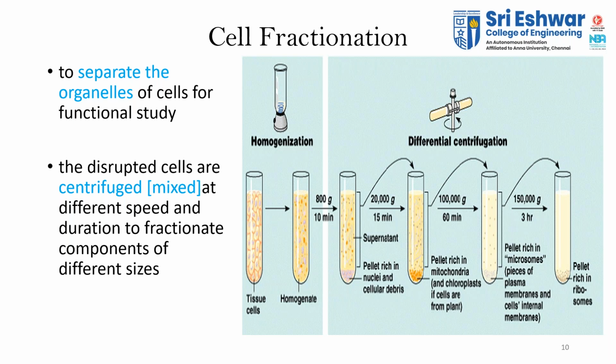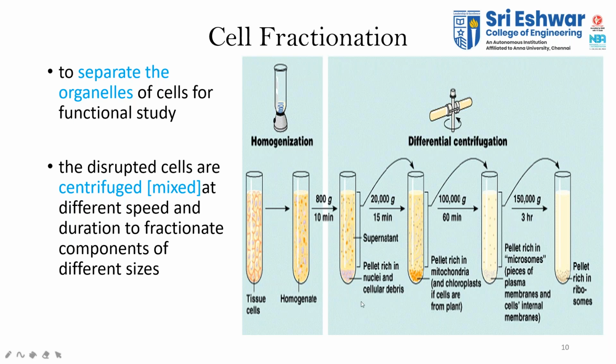So what happens is I'm going to put the specimen along with some chemicals. This is the tissue cells. I'm going to homogenate, so I'm going to mix some solution along with my specimen. After mixing, I'm going to take this sample under centrifugal force. The disrupted cells are centrifuged at different speeds and durations to fractionate the components of different sizes. I'm mixing the solution and my specimen well with the help of centrifugal force.